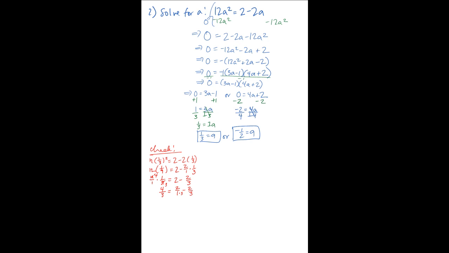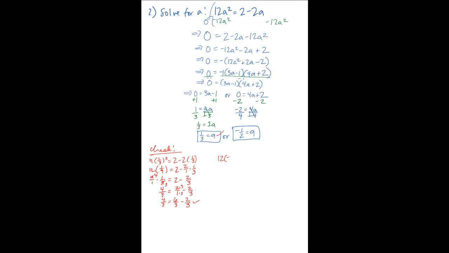2 over 1, we multiply the top and the bottom by 3 to get a common denominator. We get 4/3 equals 6/3 minus 2/3. That's certainly true. 6 minus 2 equals 4. So we've checked the first one. A equals 1/3 definitely works. Let's check the second one.